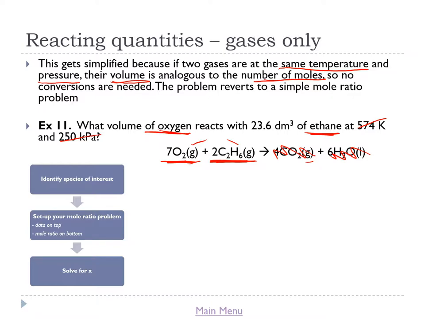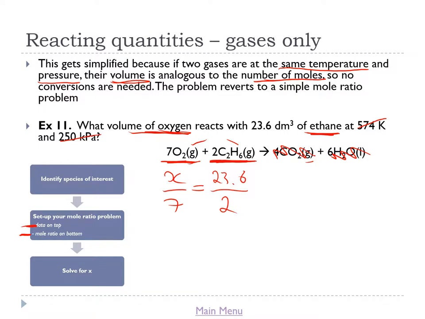So set up the mole ratio problem. Remember, our data goes on the top. It says 23.6 decimeters cubed of ethane, so we're going to say 23.6 there. We don't know the volume of oxygen because it says what volume of oxygen, so that's just going to be X. So that's the data on the top. The mole ratio goes on the bottom. There are seven O2s, so we're going to have over seven. There are two ethanes, so over two. Just put a little equal sign in there to finish setting up the problem.